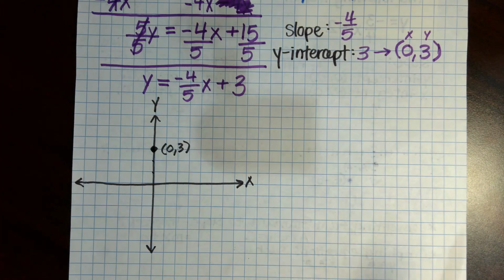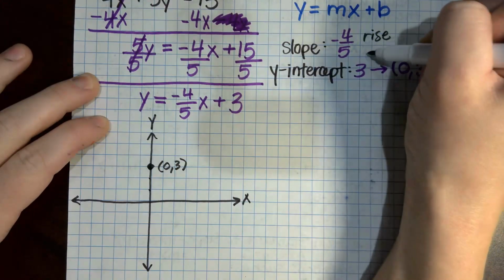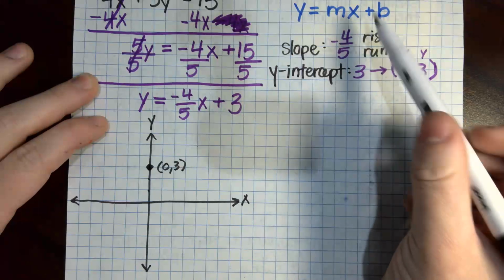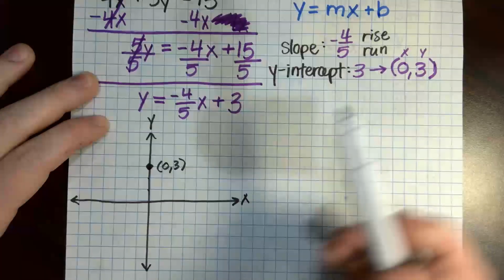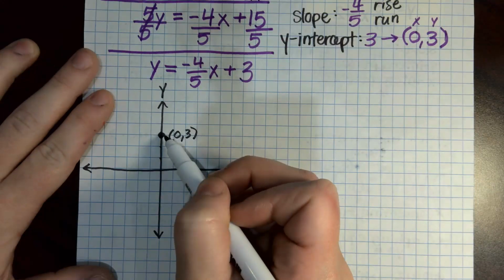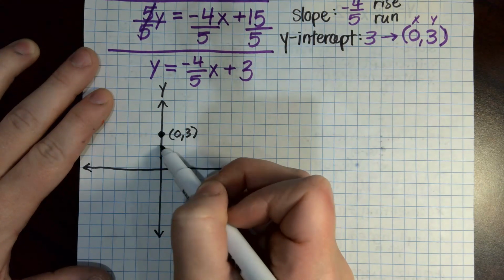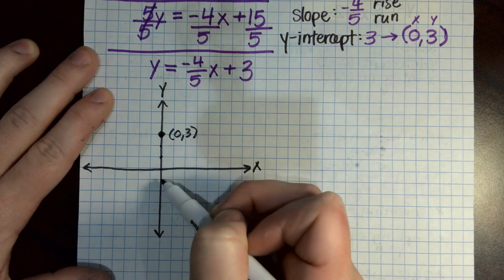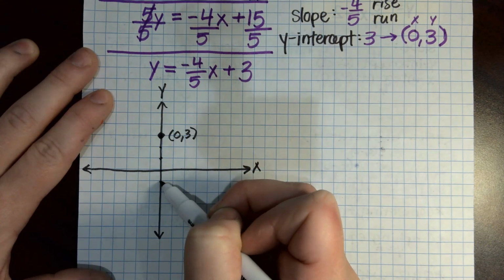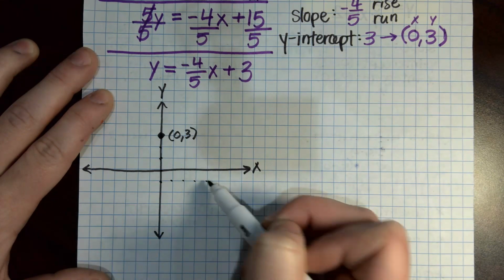Down 4 over 5. Yes, we're going to look at our slope, which is negative 4 over 5, and we're going to remember that slope tells us rise over run. So our rise is negative 4, so we're going to start from that point we just plotted and go down 4. 1, 2, 3, 4. Over 5. So our run is 5. We'll count over 1, 2, 3, 4, 5.